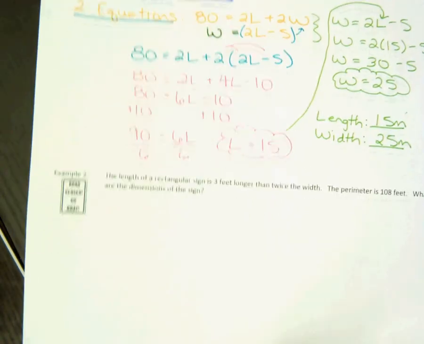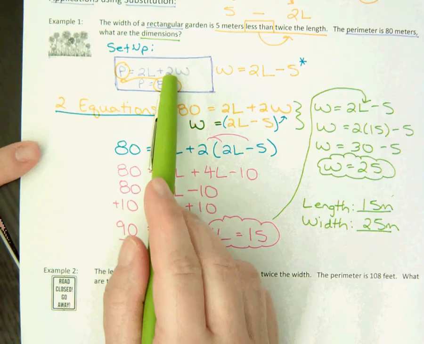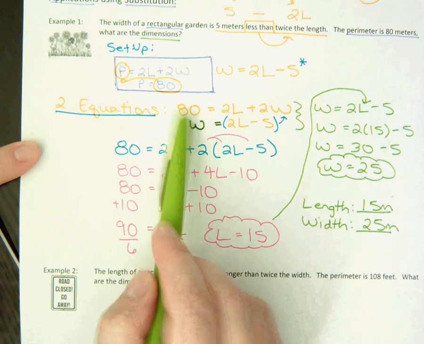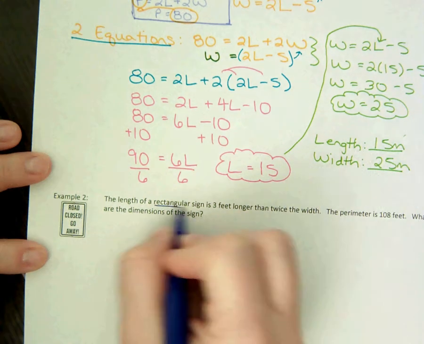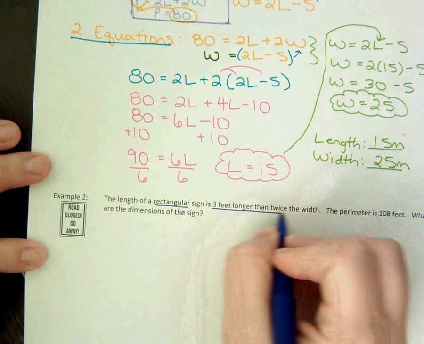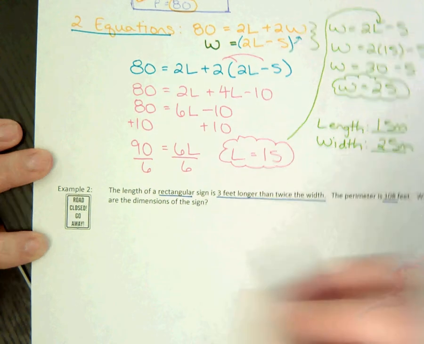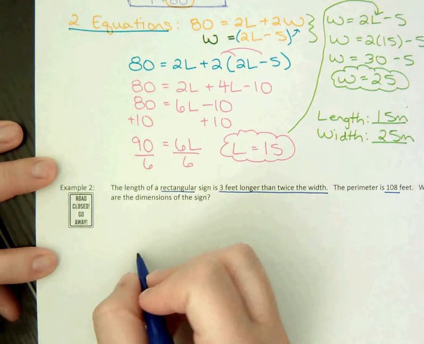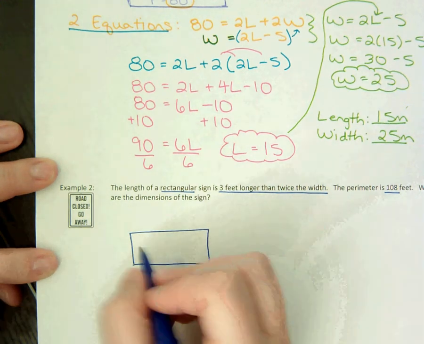Go ahead and pause the video and try example 2. It's very similar, not so tricky with the subtraction. Set it up, get your 2 equations, and then start to work it out. On this one it says the length of a rectangular sign is 3 feet longer than twice the width, and the perimeter is 108 feet. Again, what are the dimensions of the sign? It says rectangular, so I'm going to draw my little rectangle for my setup.